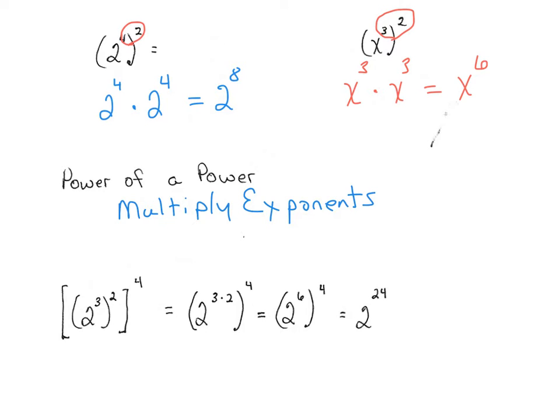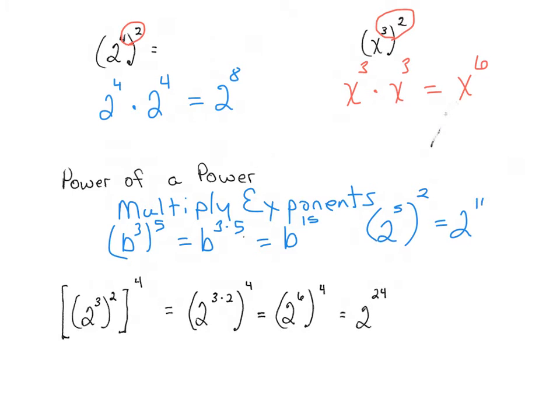For instance, if we have b cubed to the fifth, that's b to the 3 times 5, or b to the 15th. And it doesn't matter whether the base is a constant or the base is a variable. If we had 2 to the 5th squared, we get 2 to the 5 times 2, which is 2 to the 10th.